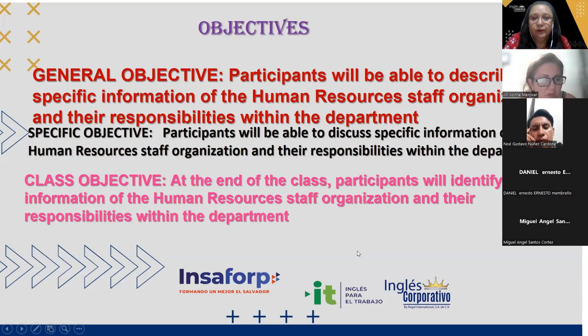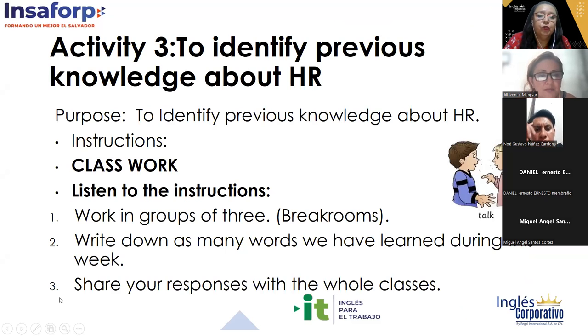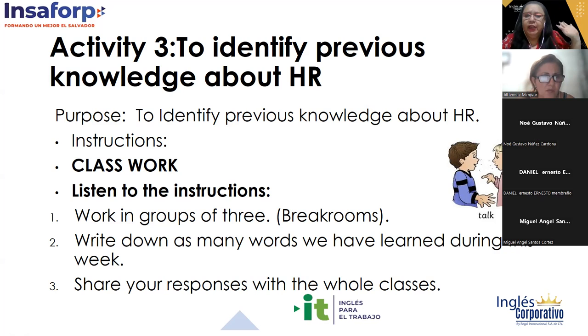Let's continue in here. What are you going to do right now? You are going to identify the previous knowledge that you have about human resources. You are going to work in groups of three, okay? And you have to write as many words as we have learned during the week in the previous session. But you have to try to look in that list for one or at least two words that you consider can be associated to human resources. If you say there is no word that is associated to human resources, that's okay, no problem, yes?